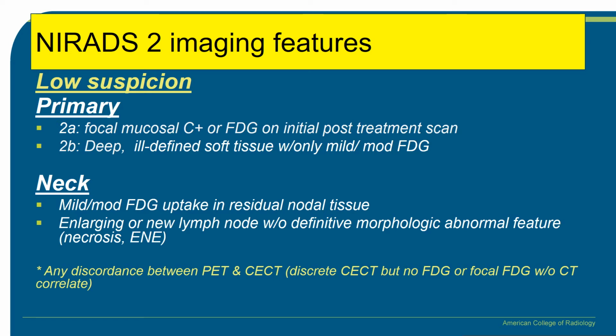In the neck, if there is residual nodal tissue that may have a little bit more enhancement than you'd like or mild to moderate FDG uptake, we'll give it a NI-RADS 2 so that we can bring it back for short interval follow-up. Or later in the time course of surveillance, if there's an enlarging or new lymph node that develops, but it doesn't have definitive morphologic abnormal features like necrosis or extranodal extension, we'll give that a NI-RADS 2 because it's not high suspicion. Head and neck cancer patients can also have enlarging reactive nodes. And anytime there's a discordance between the PET and the contrast-enhanced CT, we will give it a NI-RADS 2.